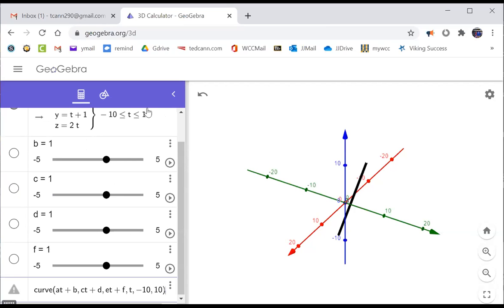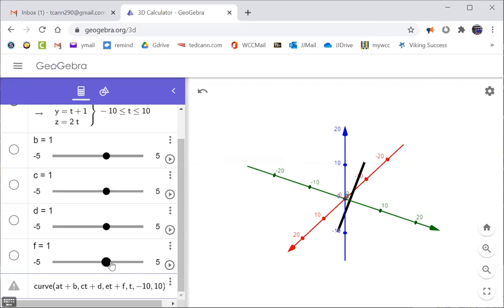Then when I hit enter, it creates all these sliders. So you can see that the slider is going to have an impact. Oh, it says curve issue. Of course it does.